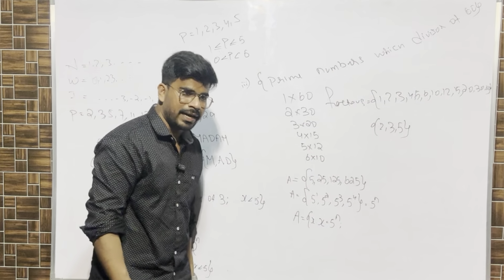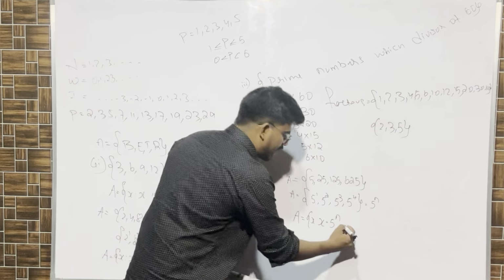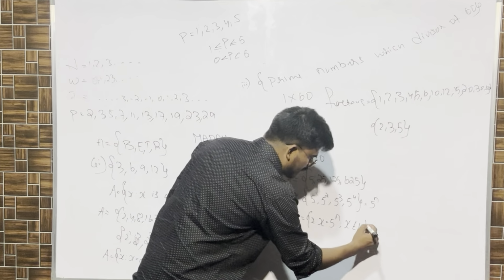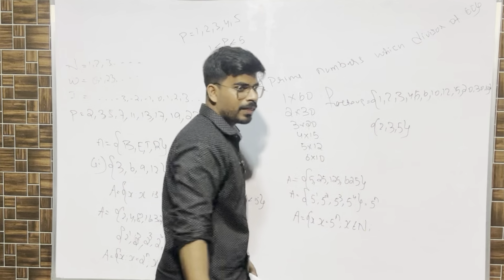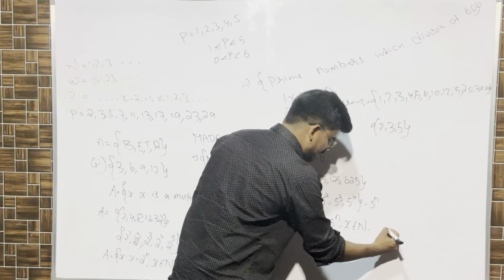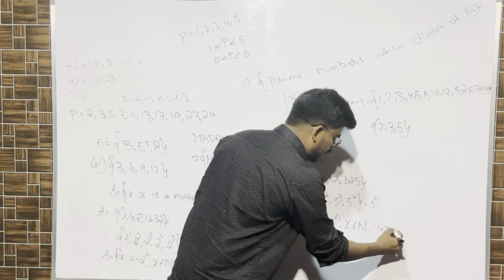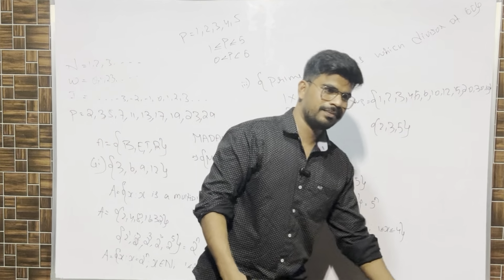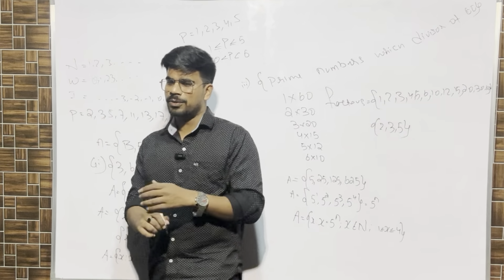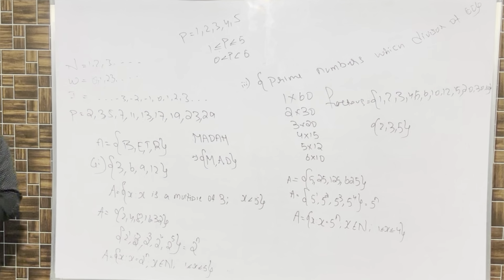Next, what is n? 1 to 4. 1 to 4 are natural numbers. x belongs to natural numbers and 1 is less than or equal to x, less than or equal to 4. Clear? One little mistake is there in both the questions. In both the questions, one mistake is there. Identify it.